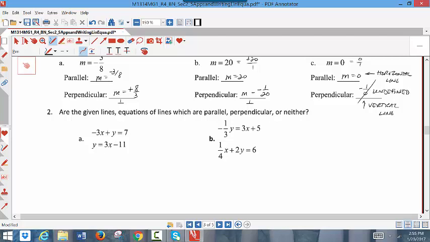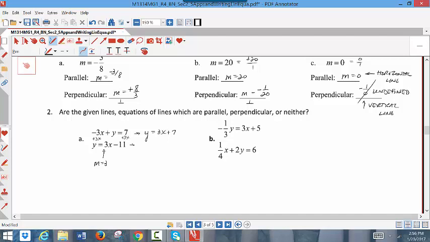In the second one, this is real easy. The slope of the second equation here is 3. That's a done deal. The top equation I'm not so sure about because it's not in the y equals mx plus b form. But if I add 3x to each side of this equation, then the top equation will become y equals 3x plus 7.